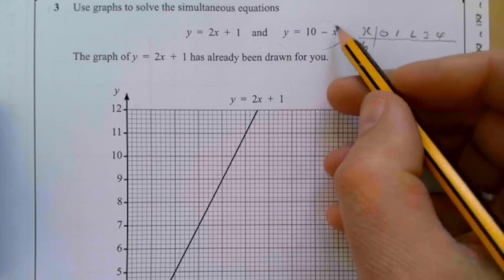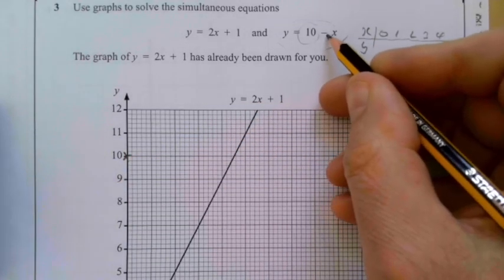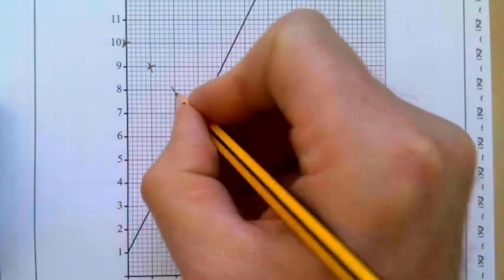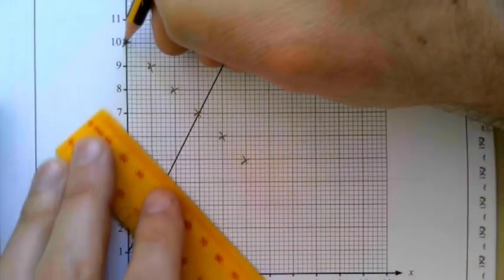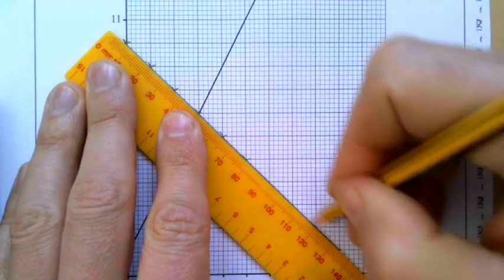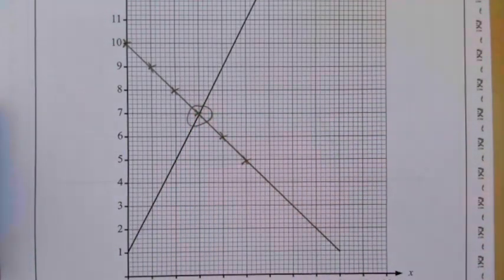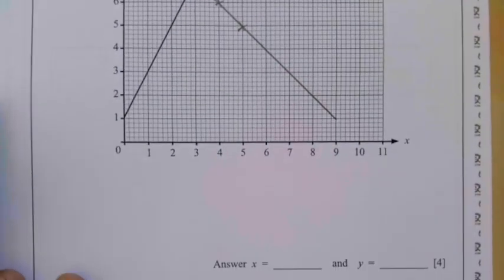So I know my y-intercept here is going to be at 10, so it goes here. And a gradient, with minus x, means the gradient must be minus 1. So that means every time I go along 1, I go down 1, like this. And I can join my points in from there. The question has asked us to solve the graphs simultaneously, so we're just trying to find this point here where the two lines cross each other. So that's an x coordinate of 3 and a y coordinate of 7. So x is 3 and y is 7.